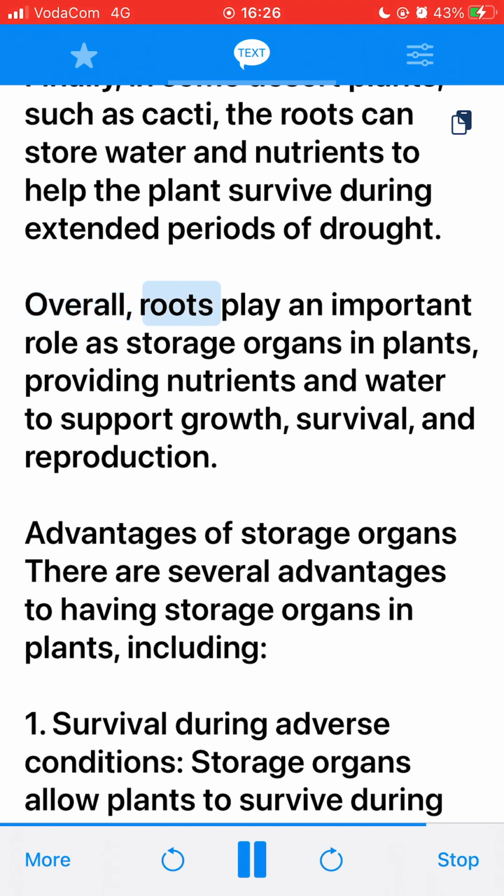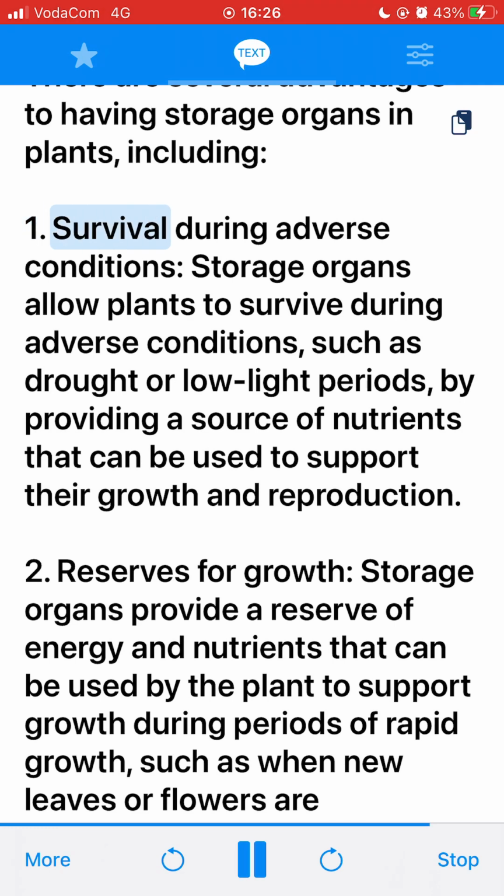Overall, roots play an important role as storage organs in plants, providing nutrients and water to support growth, survival, and reproduction. Advantages of storage organs. There are several advantages to having storage organs in plants, including 1. Survival during adverse conditions. Storage organs allow plants to survive during adverse conditions, such as drought or low light periods, by providing a source of nutrients that can be used to support their growth and reproduction.